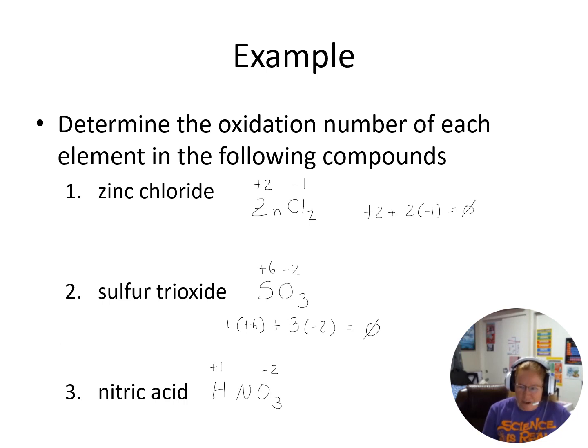All right, so when I look here and I try to figure out what nitrogen is, again, I need to have everything come out to 0 because this is neutral. So I have a +1, plus some number for nitrogen at some charge, plus 3 oxygens at a -2 oxidation number. To get this to fill in, with 1 nitrogen, I need a +5. So nitrogen takes on a +5.